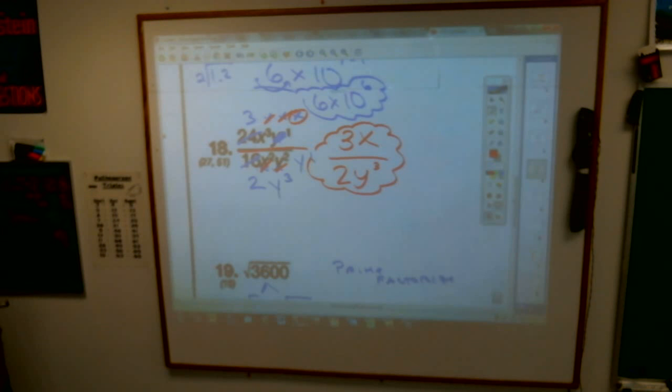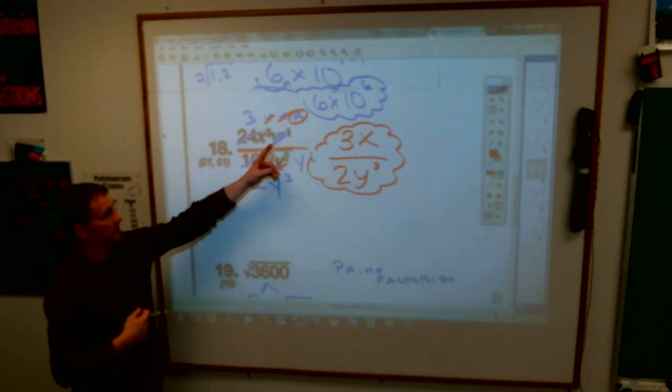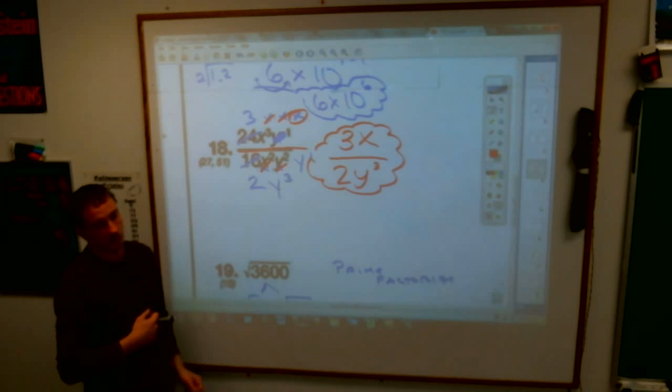Question about this one? Yeah. Is that a negative one? This was a negative one. They brought it down here, became a positive one.